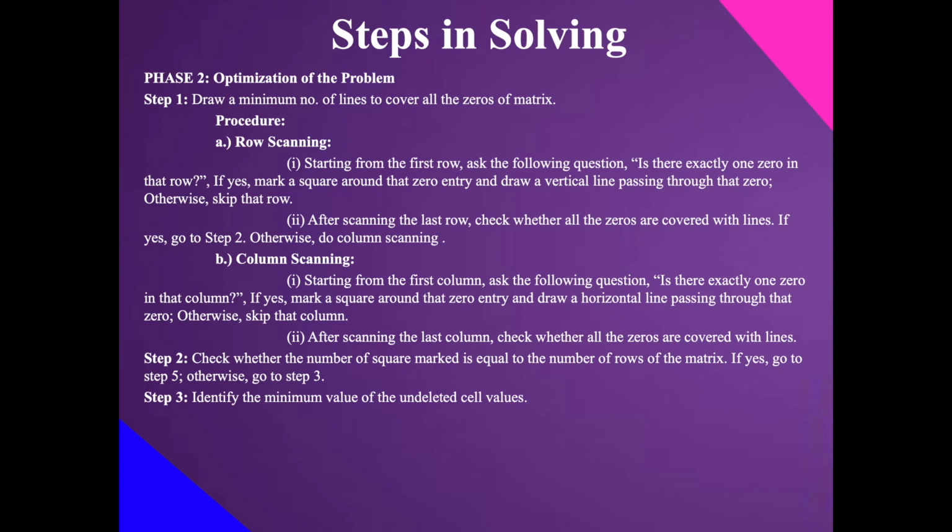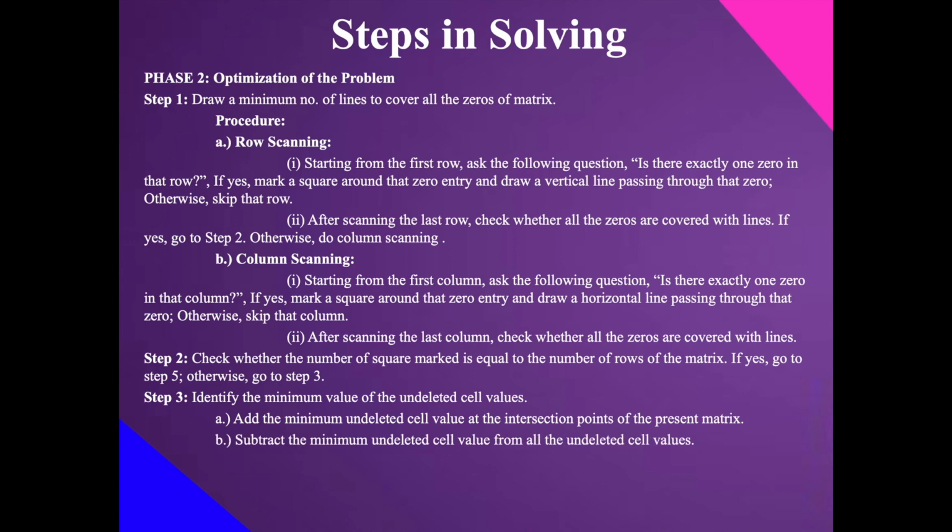For step 3, identify the minimum value of the undeleted cell values, and we are going to identify that for the purpose of adding it to the minimum undeleted cell value at the intersection points of the presented matrix. And secondly, we should subtract the minimum undeleted cell value from all the undeleted cell values. And letter C, all other entries remain the same.